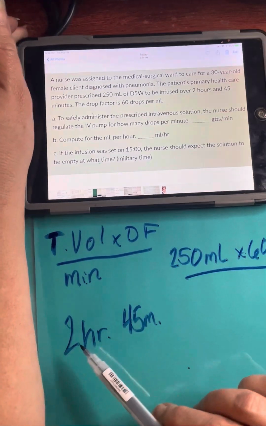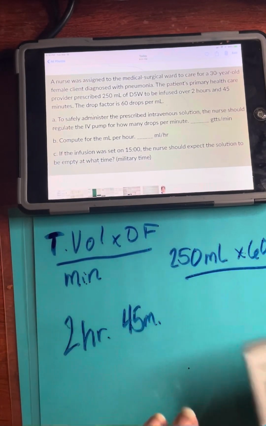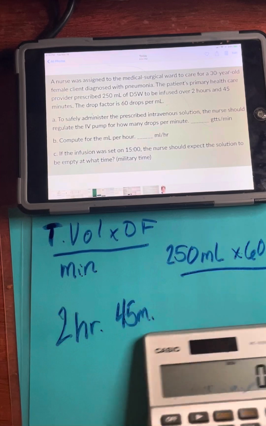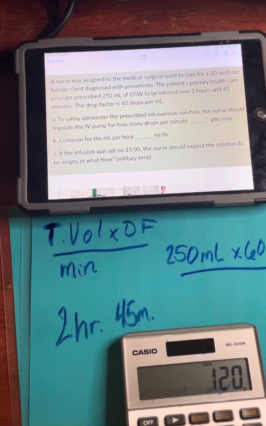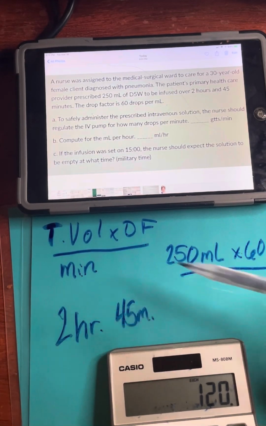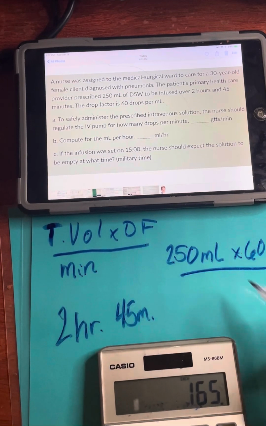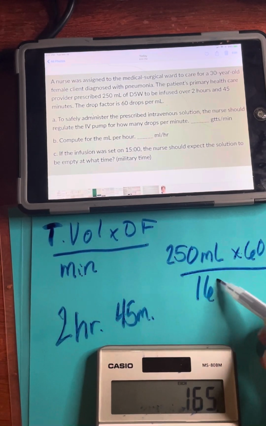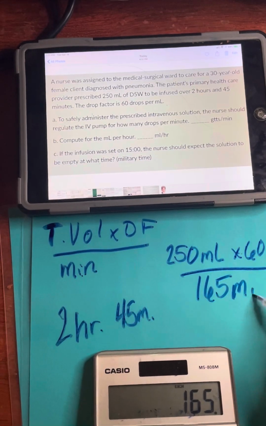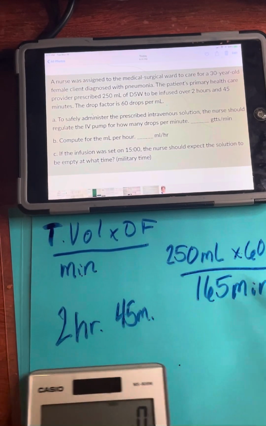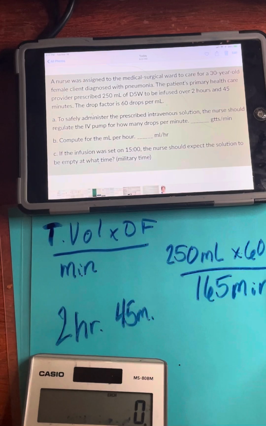So you're going to have to multiply 2 hours times 60. 60 times 2 equals 120. And add the 45 to it. So it's got to infuse over 165 minutes. Okay? You picking up what I'm putting down so far?